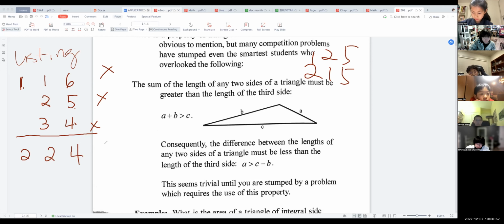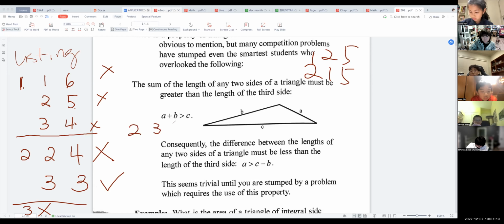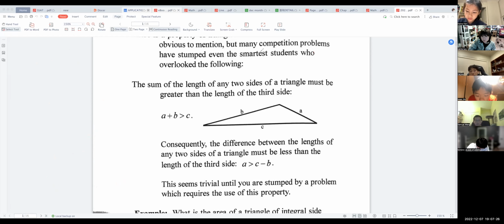2 2 4. So is the 2 2 4 good? No. So what's next one? 2 3 3. So can we see if 2 3 3 does work? It does work. So are we going to use 3 3 2 anymore? No, because 3 3 2 is going to be the same thing as 2 3 3. So 2 3 3 is the only combination that is going to work as three integral numbers to form a triangle. Understand?